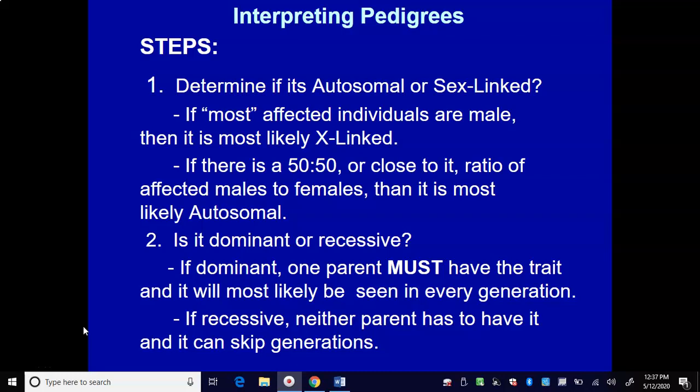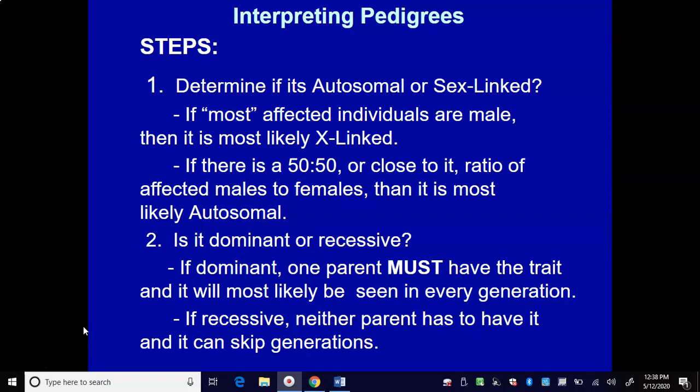So that's the first thing you've got to figure out: is it autosomal or sex-linked? Because if you were writing the genotypes, autosomal would be normal, like big D, little d, or big D, big D. But if you were writing the genotype for sex-linked, you would have to have the X and the Y and then put the alleles on the X's, just like we did last week with the sex-linked worksheet.